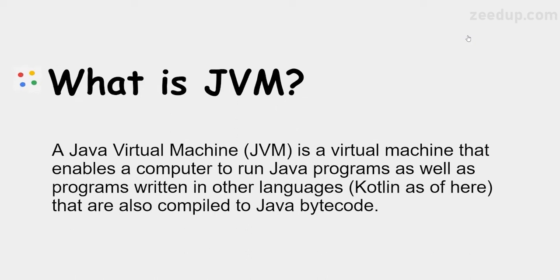So now what is JVM? A JVM, that is Java Virtual Machine, is a virtual machine that enables a computer to run Java programs as well as programs written in other languages that are also compiled to Java bytecode.